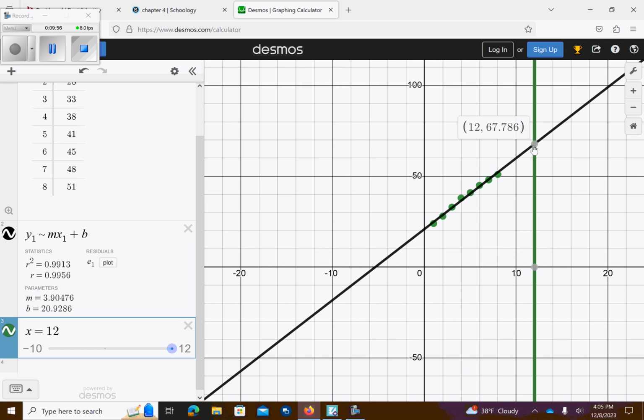It's for a 12-year-old. And then what does the slope represent? The slope is 3.9. Okay, so that means you grow 3.9 inches over every 1 year. That's all it means. You can go ahead and skip number 9. Let's not worry about that.